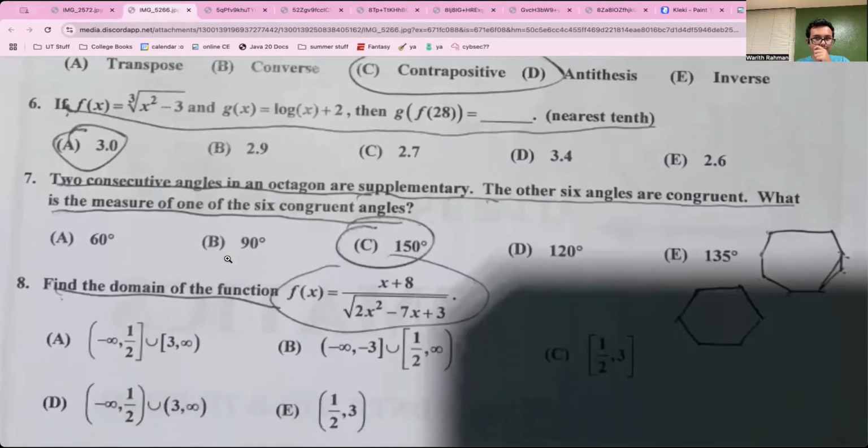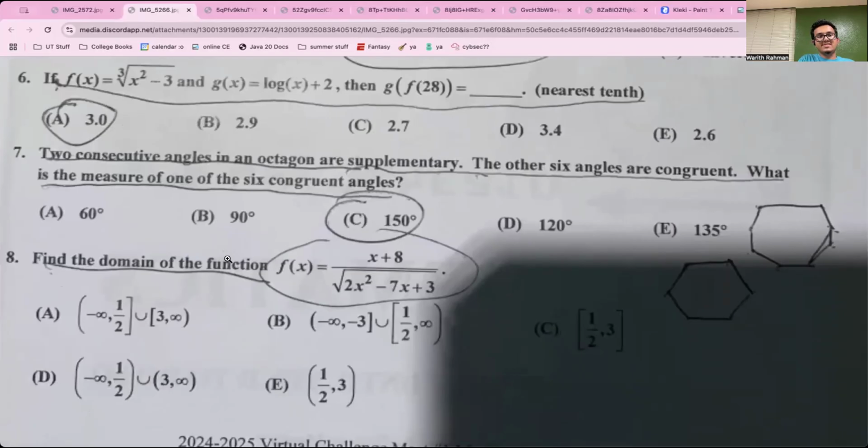Yep. Okay. Two consecutive angles in the arcs of the other 6 angles are congruent. Okay, so what does this tell us? This tells us that we have 6 angles which are each x, and then we have 2 angles that we know add up to 180. We're not asked what the supplementary angles are, so we don't care about this. We just care about the fact that they add up to 180.